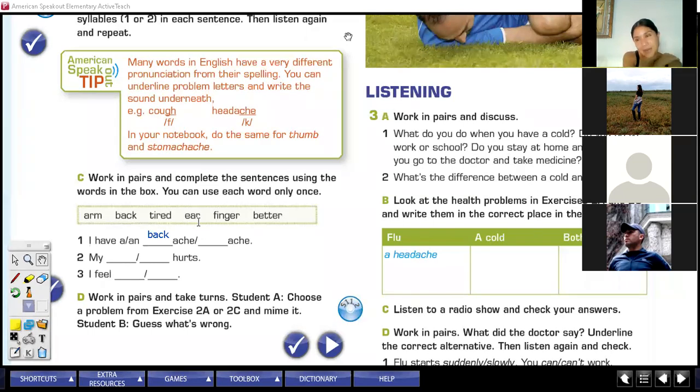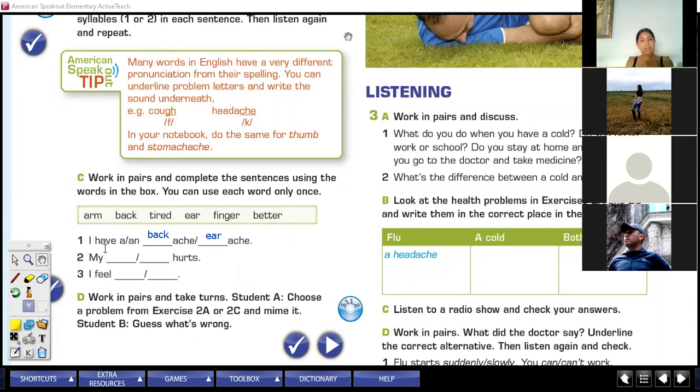Think about when you are complaining because something hurts, because of a pain. What do you say? I have a backache. Somebody else? Could be... arm. Could be arm, but I think it's better ear. Earache. Okay. I have an earache.